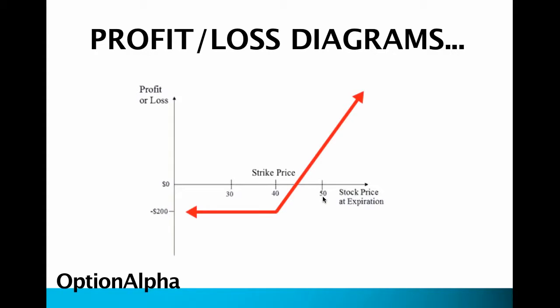Now let's take another example and look at the stock price closing at 50. Let's say that you had this long 40 strike call and the stock price closed at 50. We'd find 50 on our horizontal line and then go up to find where the 50 intersects with the red line, and you can see that it's somewhere up here. So we would have a pretty decent profit on this option if the stock closed at $50 at expiration.